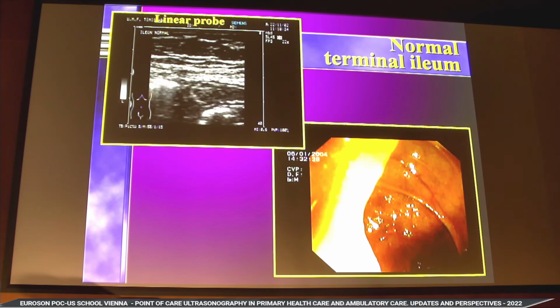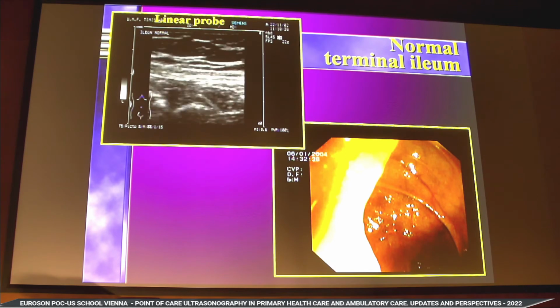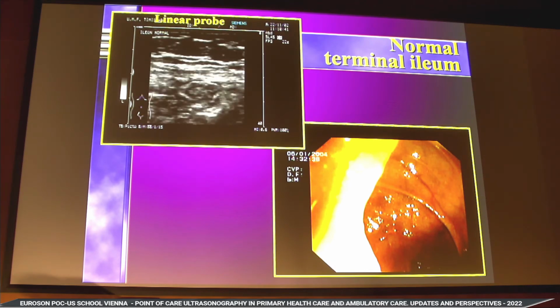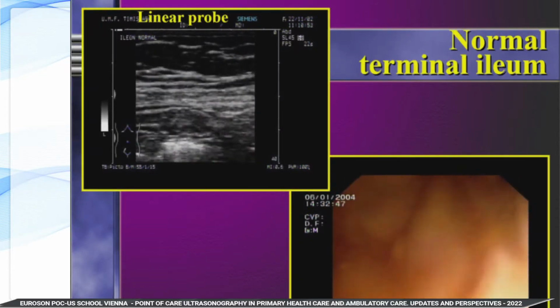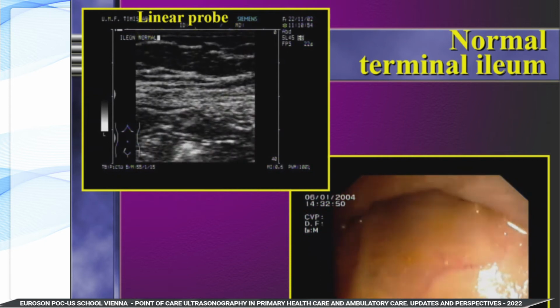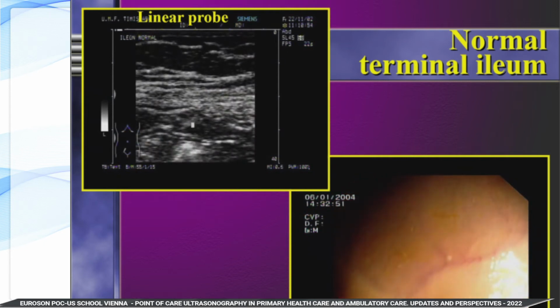Now we look again with the linear probe at the terminal ileum. Here is the image of the terminal ileum, and here we have the endoscopic image. We are in the cecum, and then we enter the terminal ileum. We can see quite the same as we can see by endoscopy in this image.